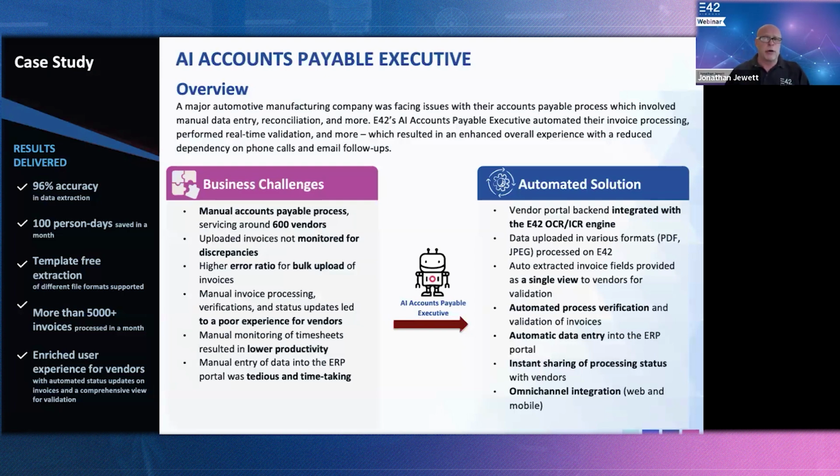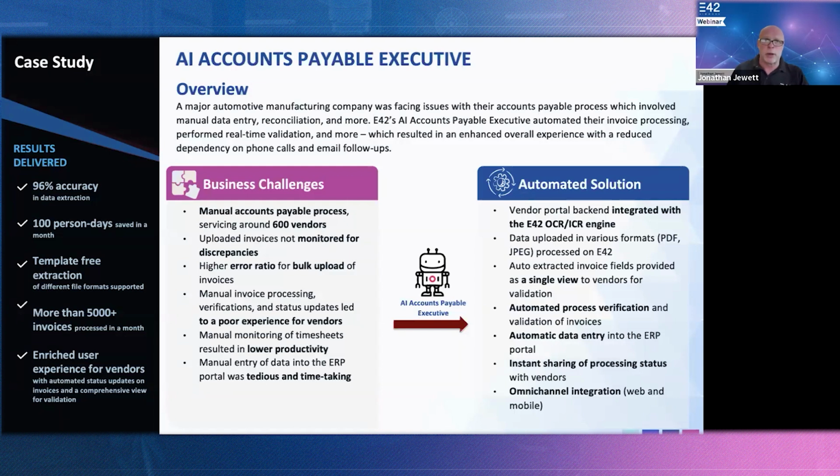They had high error rates and all the negatives that come along with that. So overpayment, duplicate payments, missing payments, things along those lines. And a lot of that was leading to just a bad vendor experience. So their partners were complaining, they were going elsewhere.